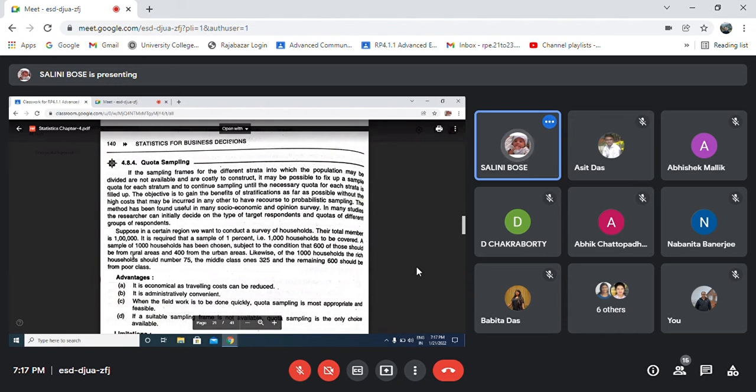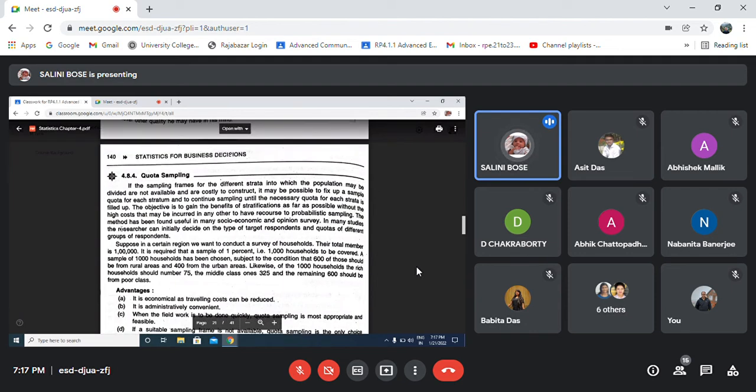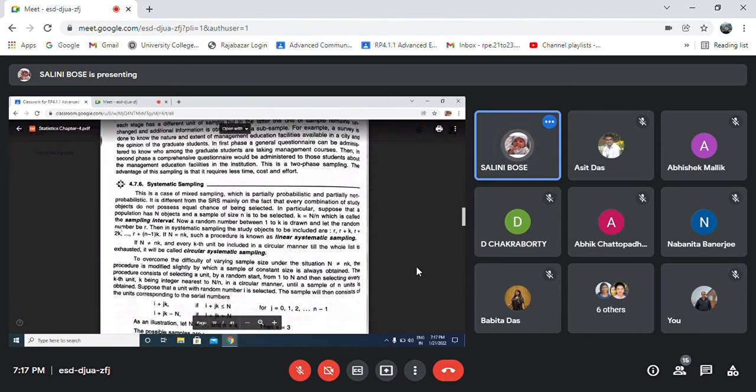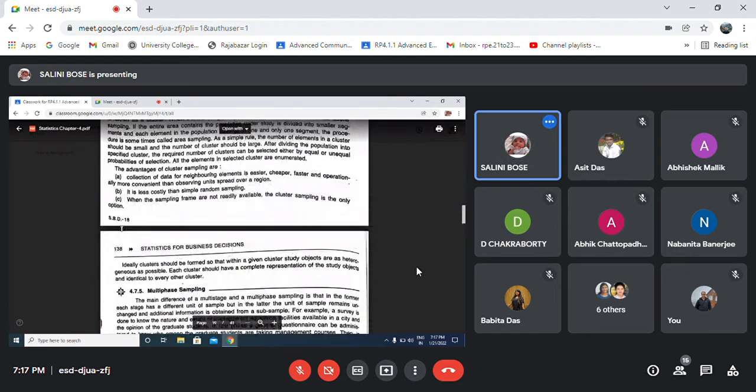So something is to be fixed. A sample of 1000 households must have some condition, that 600 of those should be from rural areas, 400 from urban areas. This is a condition. In stratified sampling there is no condition as to which sampling unit you will take, right?